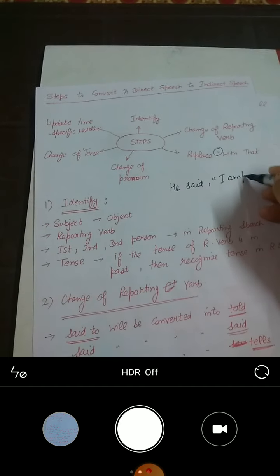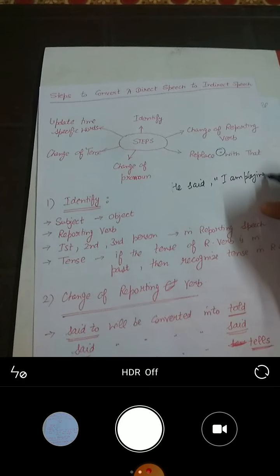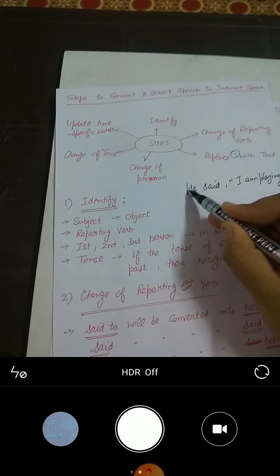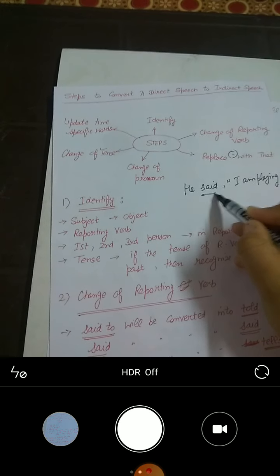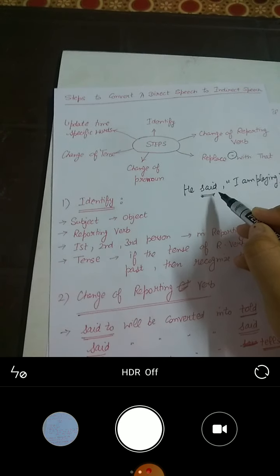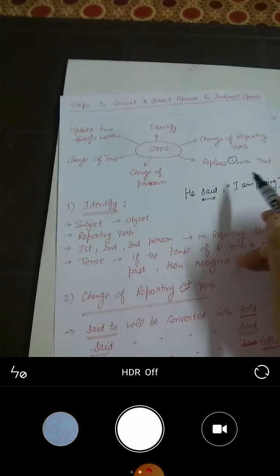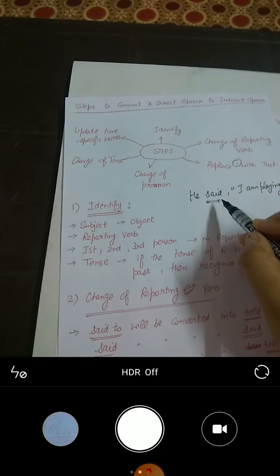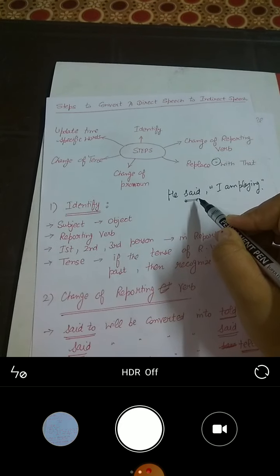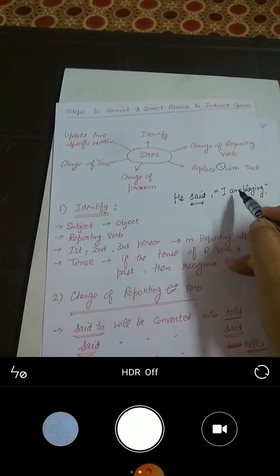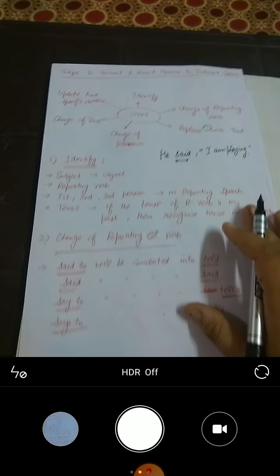If I write one example here: he said, "I am playing." So now you can see "he said", so this is your past tense. Said is the second form of the verb, say is the first form of the verb. So if your reporting verb is in past tense, then you also have to identify that the tense of the reported speech will change. So this is the first step.